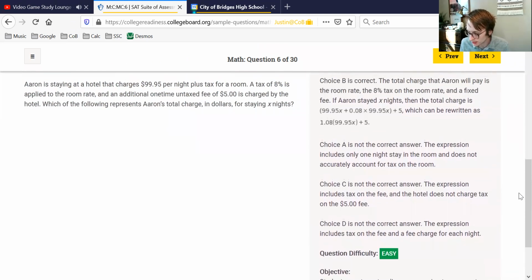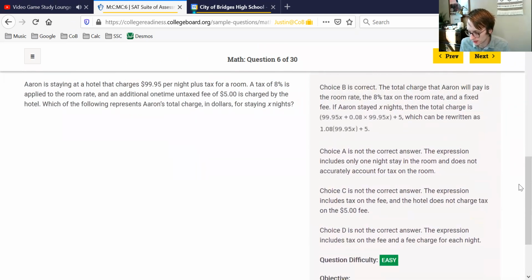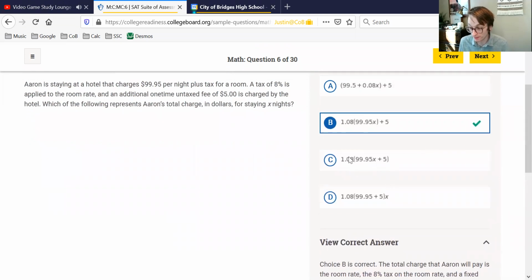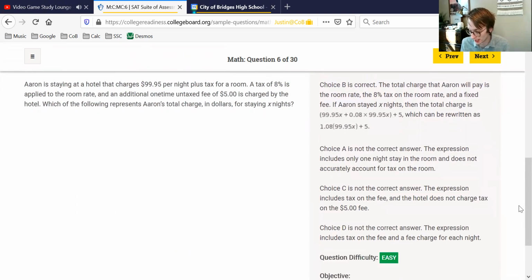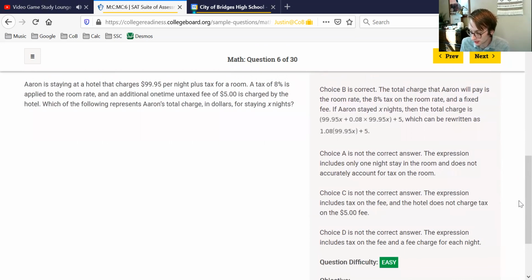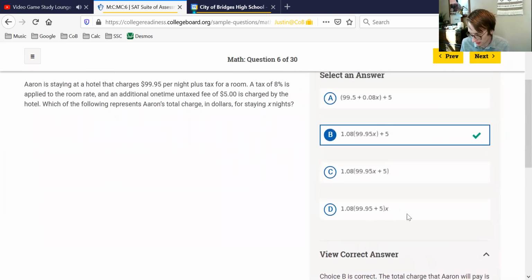Choice C isn't the right answer. The expression includes tax on the fee. So this is at the beginning when we were saying that's one time, untaxed, $5. And that's not C. C doesn't fall into that category. And then D has the same problem where you're taxing the fee.